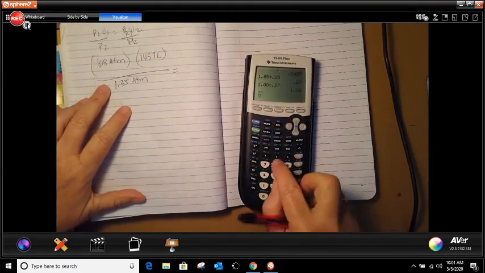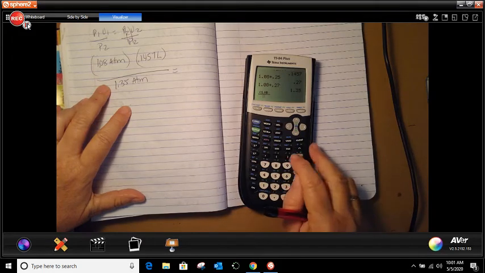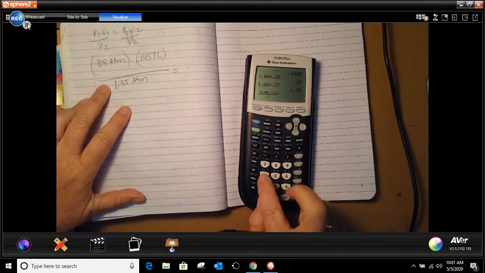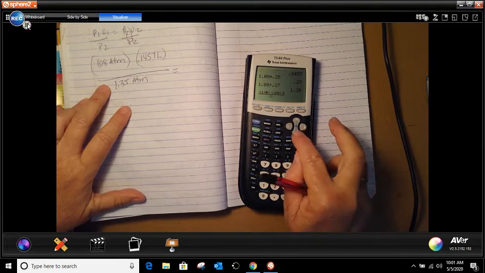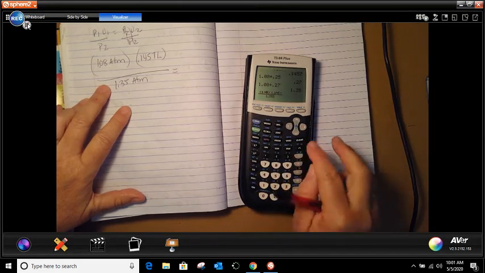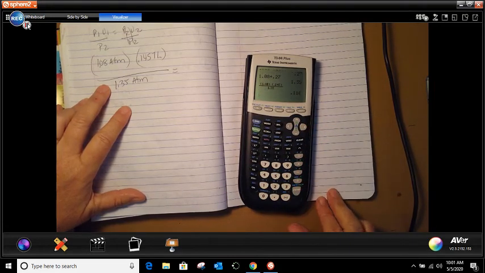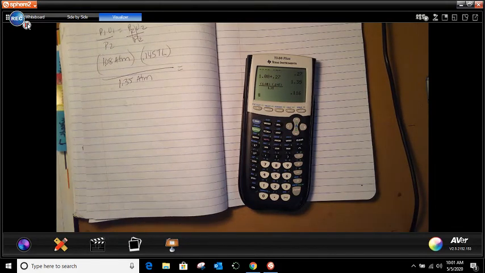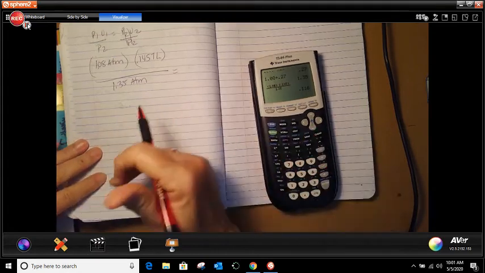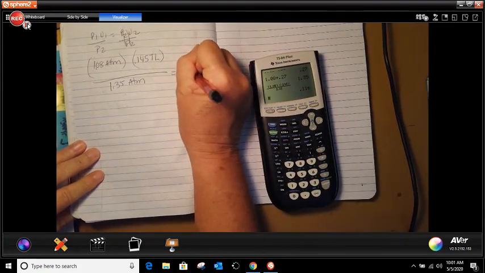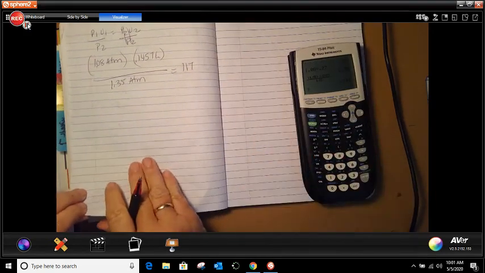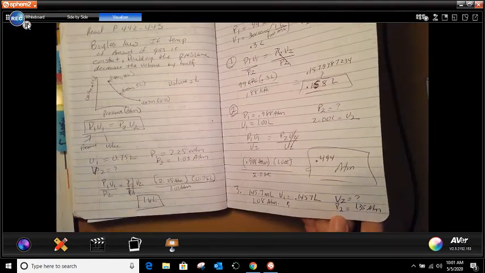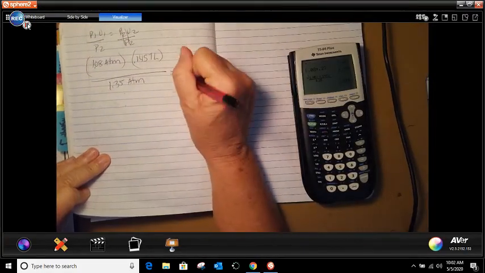So that would be open bracket 1.08, close bracket, open bracket 0.145, close bracket, down 1.35 over, enter, and I get 0.116. And so I'm going to go ahead and say that it's 0.117. I was looking for volume 2, so I'm going to say that's liters. And that's my answer.